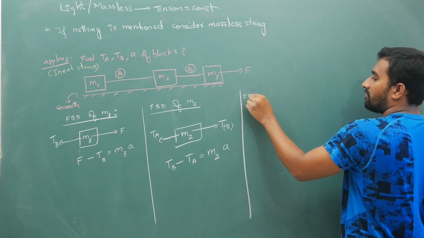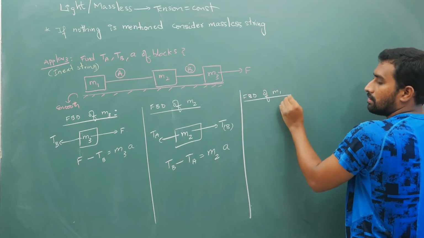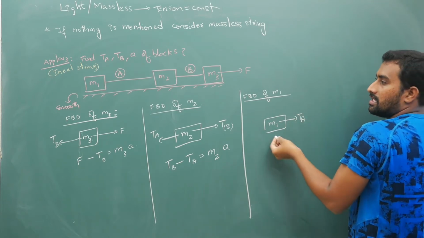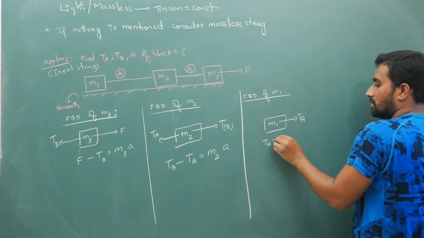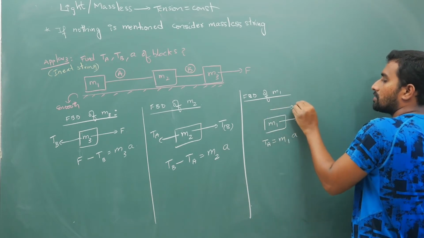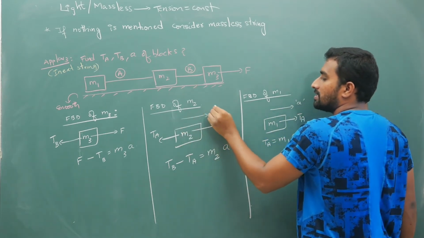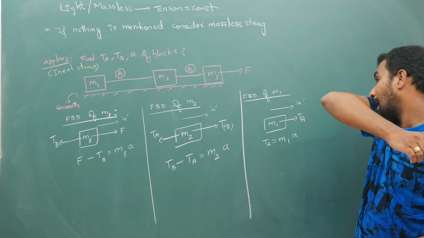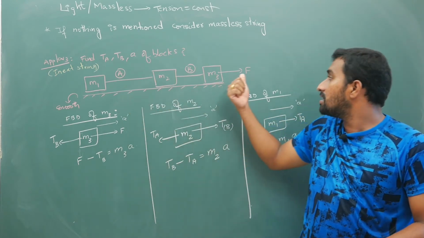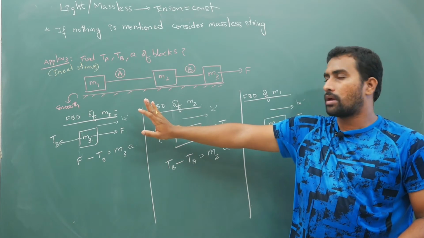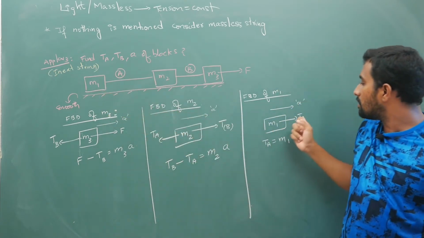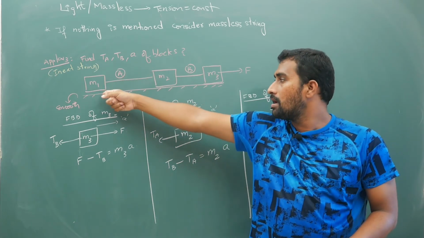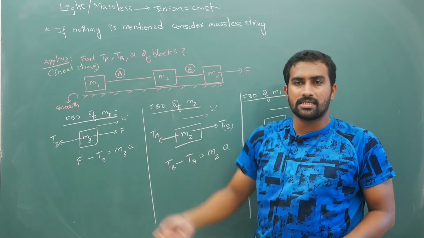Now similarly, if I take the FBD of M1, on M1 there is only one force, TA. TA is equal to M1 into A, because it is accelerating. I told you previously and I will tell you the same now. Is F acting on M1? No. Why is M1 moving? Your answer is tension because of the string. Tension TA is causing force on this M1, because of which it is accelerating.